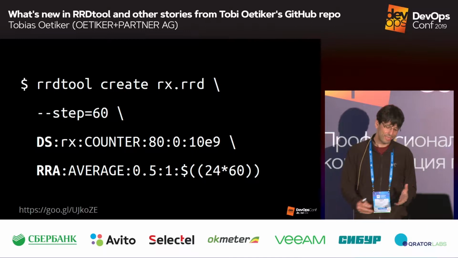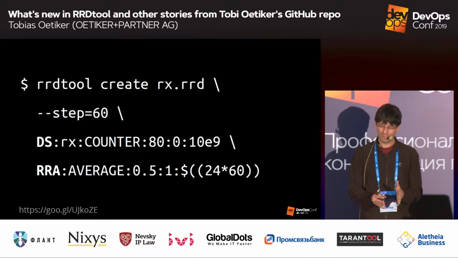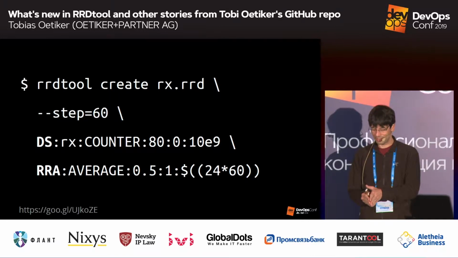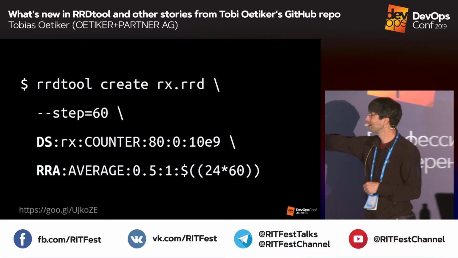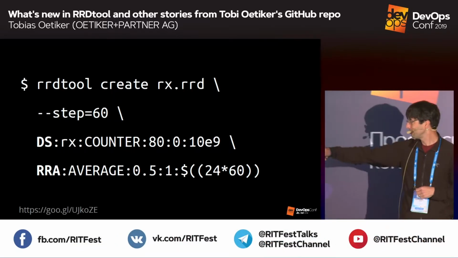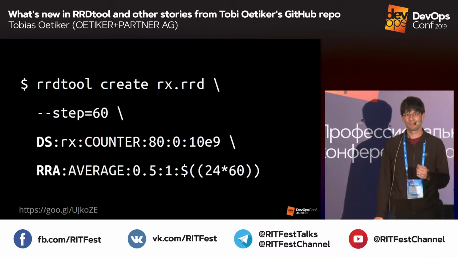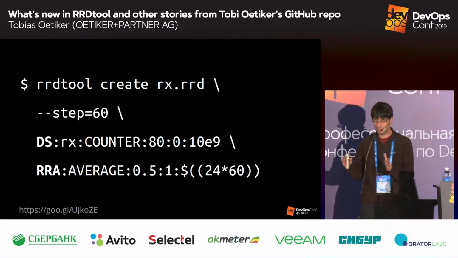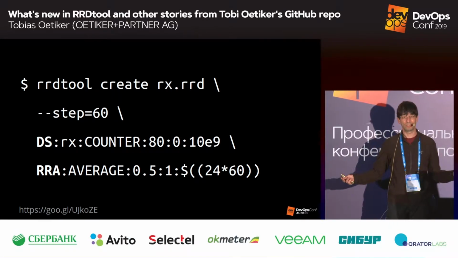And then I'm also telling it that it should store the data, and it should store averages. And it should do that for every minute, so 1 here. And it should do that for 24 times 60 minutes, meaning 1 day. So it'll store data for 1 day, for every minute, and then the data will be lost.